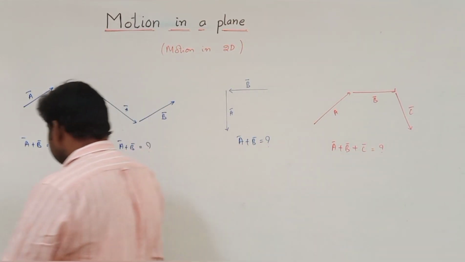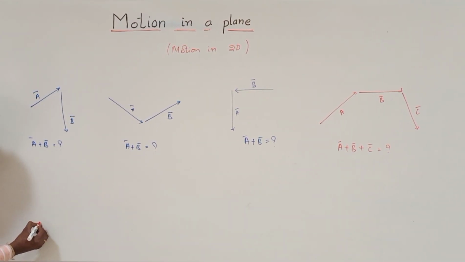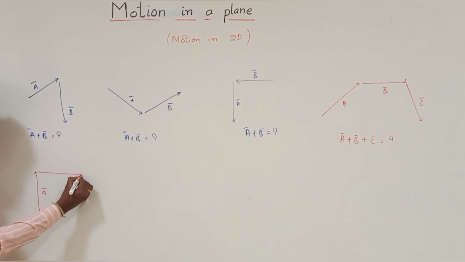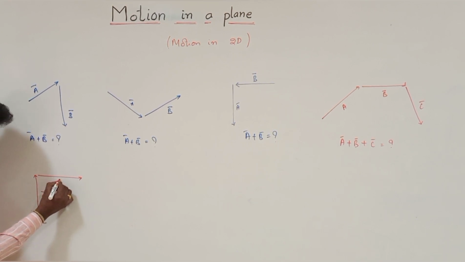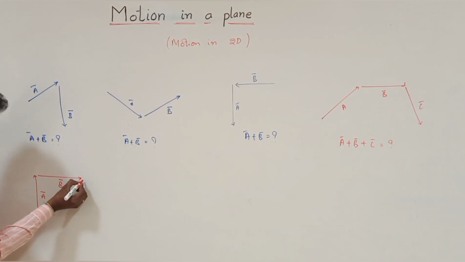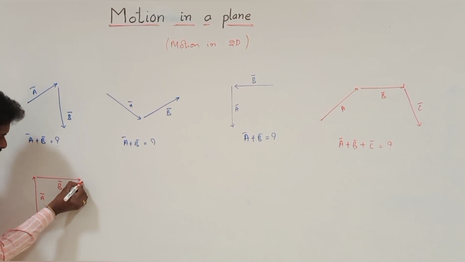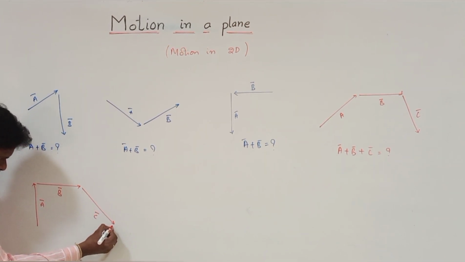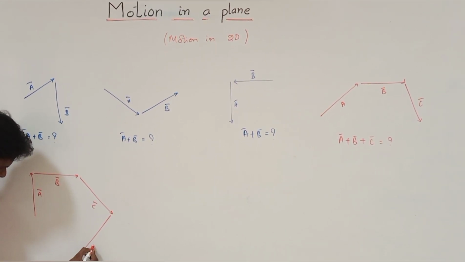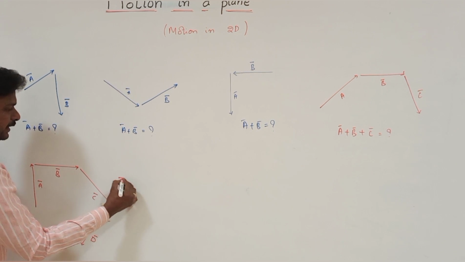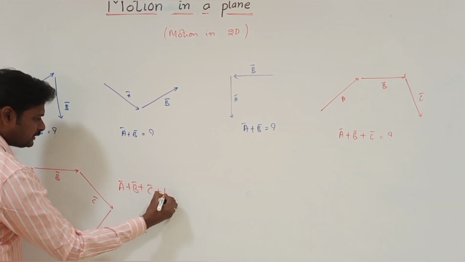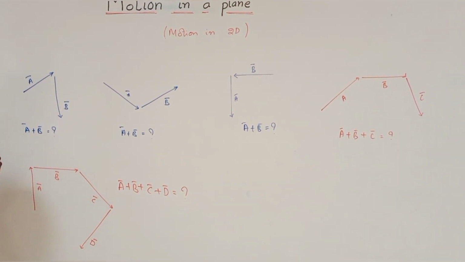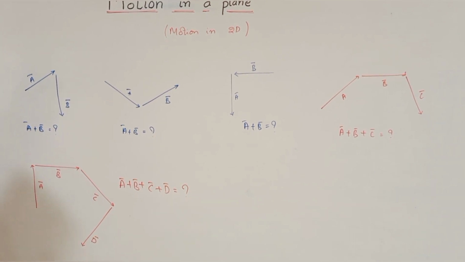Another one: a body moves in the north direction like vector A, then towards the east direction vector B, then southeast direction vector C, then southwest direction vector D. Now find out vector A plus vector B plus vector C plus vector D using the graphical method. Simply you fill the gap wherever there is, either you fill the gap like making a triangle or making a polygon, whatever it is.